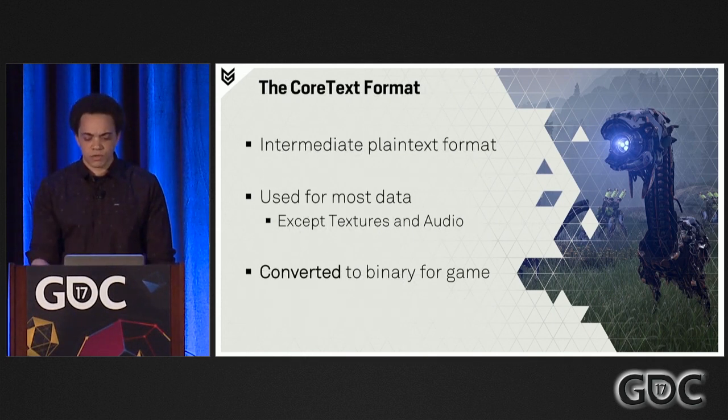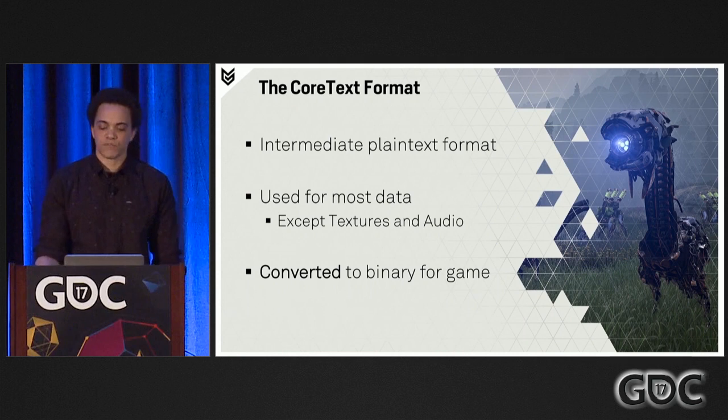So just a quick technical detail. At Guerrilla, we use an intermediate storage format, which is called Core Text. And we use that for all of our game data, almost everything except for textures and audio. And before the data is loaded in the game, we transform it into an optimized binary representation through a process that we call conversion.